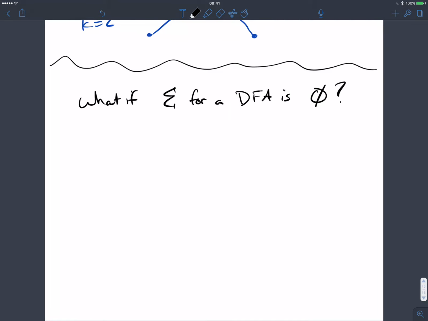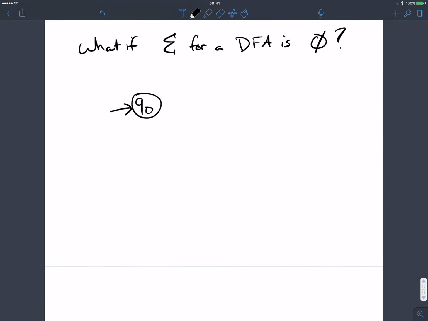No, because there's no character to transition with, because it's a DFA. But I must have a start state, because I've defined DFAs to have a start state. So I must have a start state, but I can't go anywhere with it. So what are the possible DFAs? Either it accepts the empty string or not.